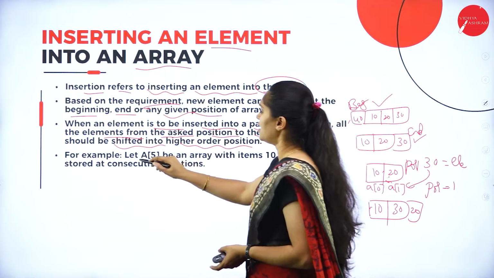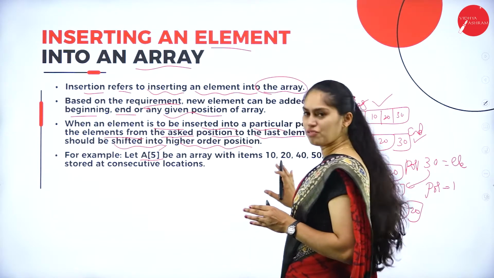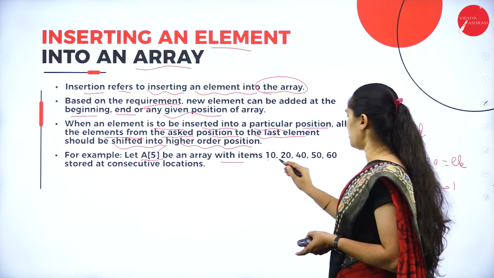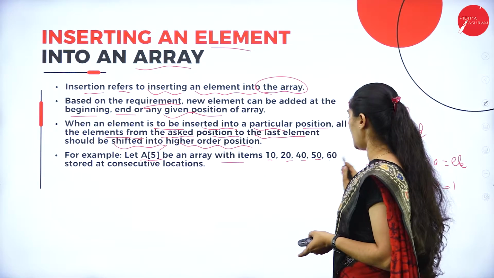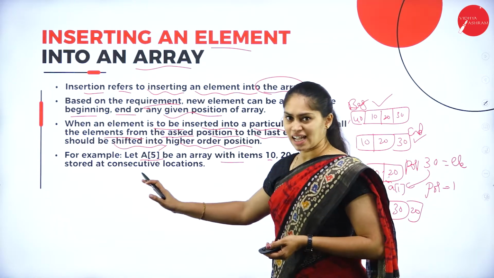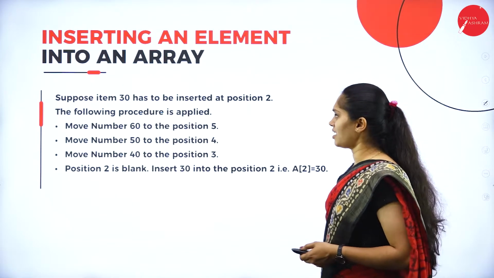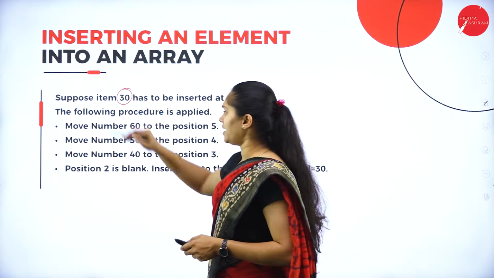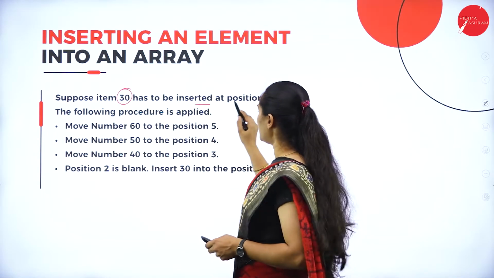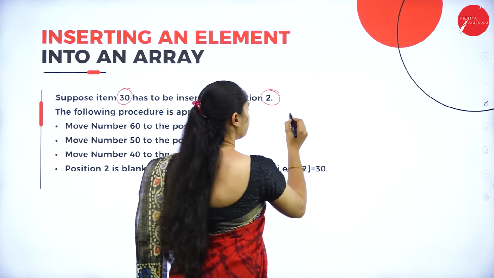So consider here we have A of 5, that means it can have up to 5 values. In that, we have elements 10, 20, 40, 50, 60; 30 is left out. Now I wanted to add that element into a particular location. How is it going to work? You can see here, I wanted to add an element called 30 to be inserted at position 2. Let me consider the example here.